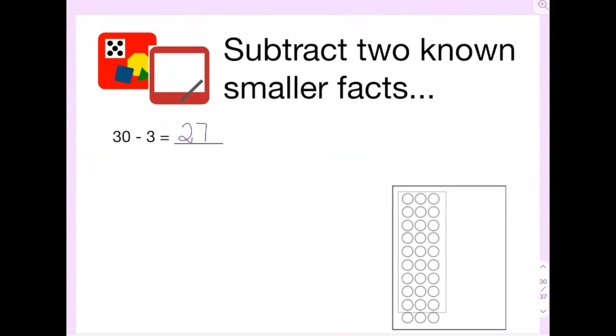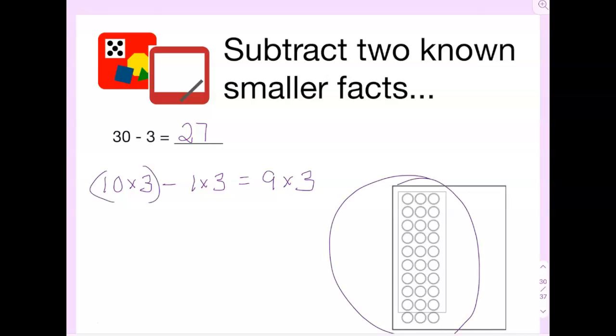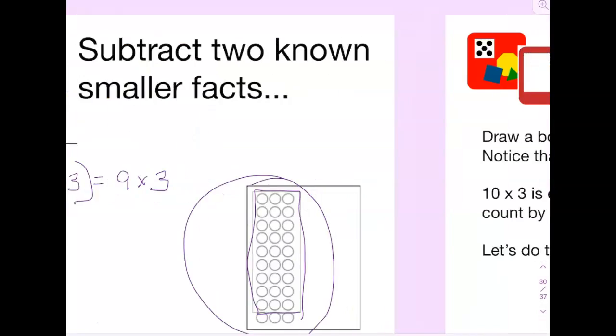So what we did there was we had 10 times 3 minus 1 times 3 equals 9 times 3. We did 10 times 3, our whole total of our array. We took away 1 3 and we're left with 9 3's.